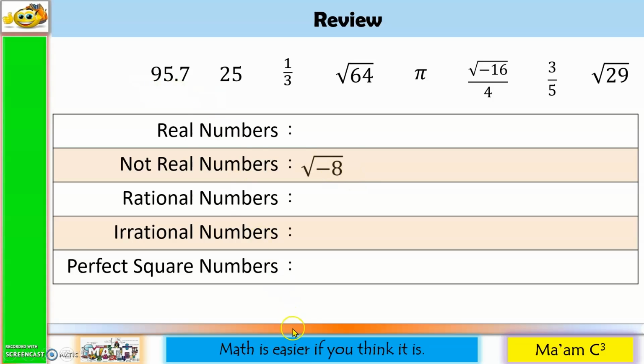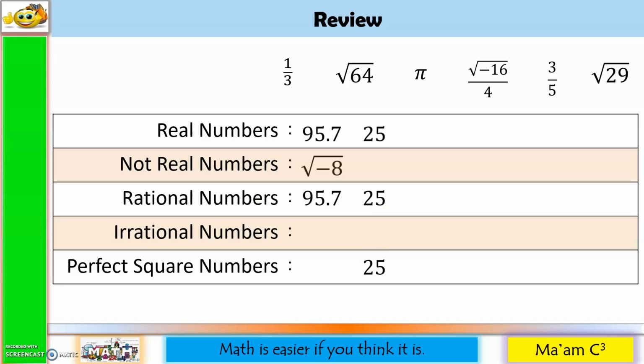Next, 95.7, it's a real number and also a rational number. Rational number is terminating decimal, just like this one. Next, we have 25, it is a real number and also a rational number. By definition, rational numbers are numbers that can be expressed as a quotient of two polynomials, and 25 can be expressed as 25 divided by 1. 25 and 1 are both polynomials. Also, 25 is a perfect square number because the square root of 25 is positive and negative 5.